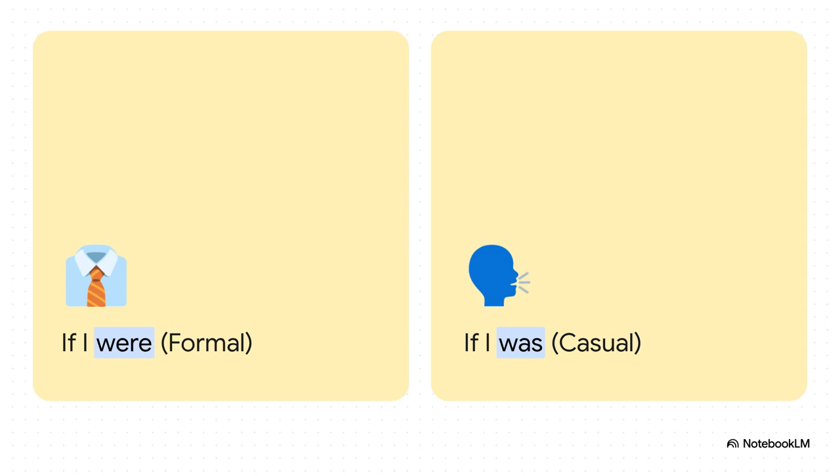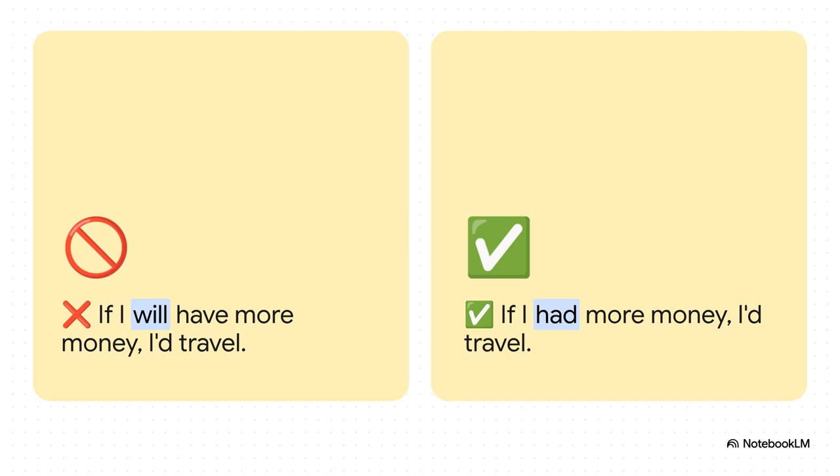But, and this is key, knowing that were is the technically correct formal version gives you a massive advantage. Got a job interview? Writing a formal email? Definitely use were. Just grabbing coffee with friends? Was is perfectly fine. Okay, we need to clear up a really common trap that catches a lot of people. It is incredibly tempting to say, if I will have more money, I would travel. We want to use will because logically our brains are thinking about a future event. We think, well, I don't have the money now, so I will have it later.